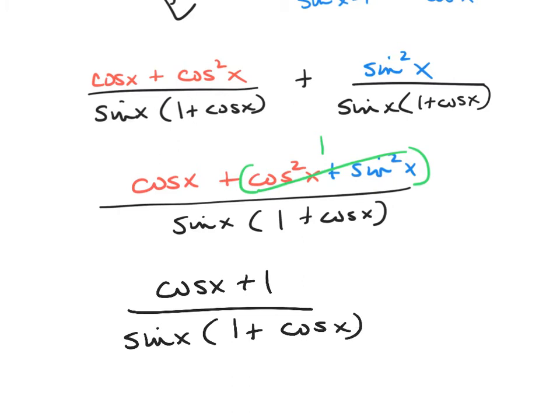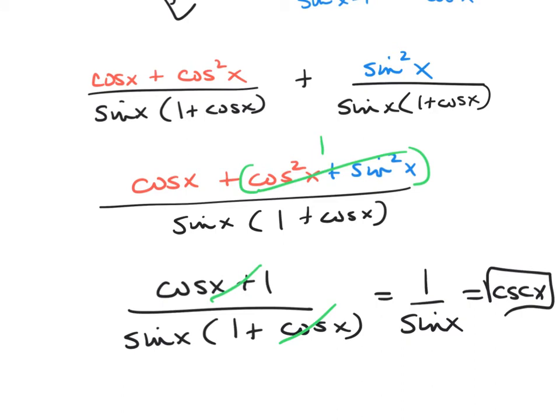Remember, addition is commutative, so what's in the top, the cosine plus 1 and the 1 plus cosine are the same thing. These will cancel. I'm now left with 1 over sine x, and the reciprocal of sine is cosecant.